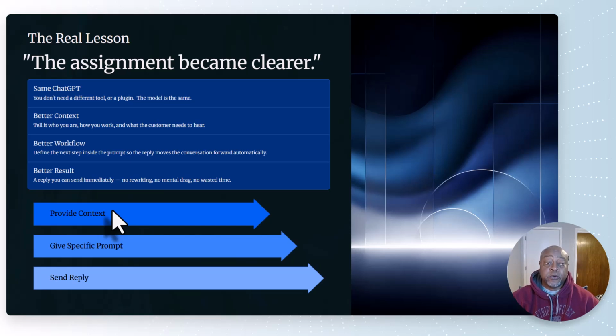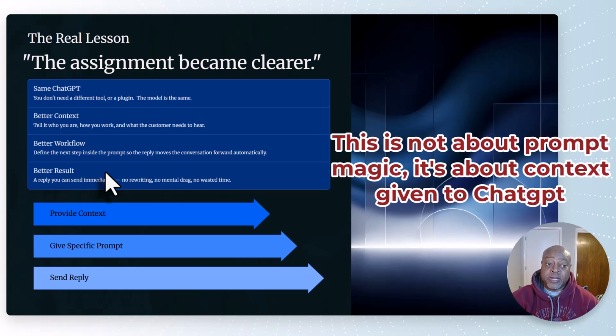The real lesson here is that the assignment became clearer for ChatGPT. Same ChatGPT. You don't need a different tool or plugin. The model is the same. You gave it better context. Tell it who you are, how you work, and what the customer needs to hear. A better workflow will define the next step inside the prompt so that the reply moves the conversation forward automatically.